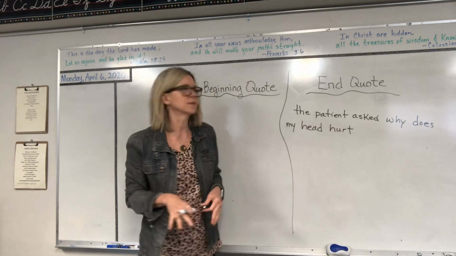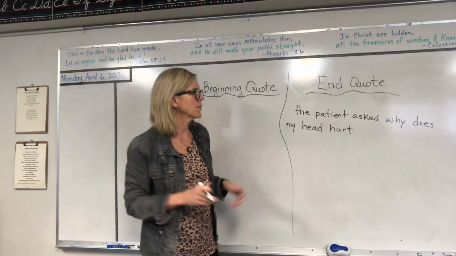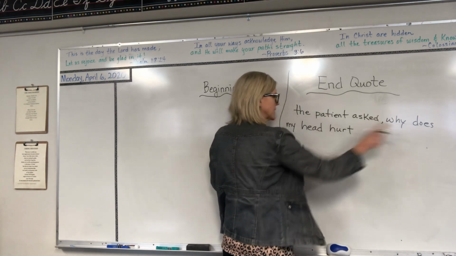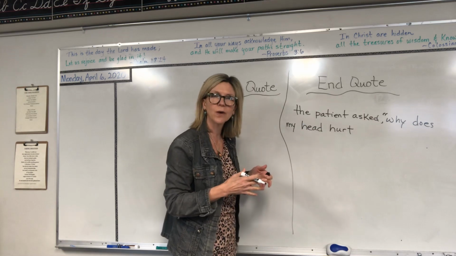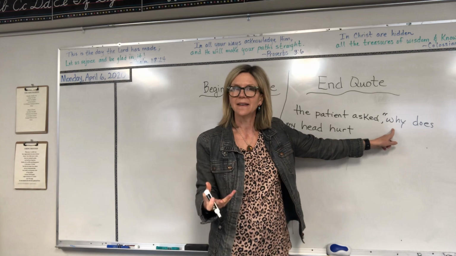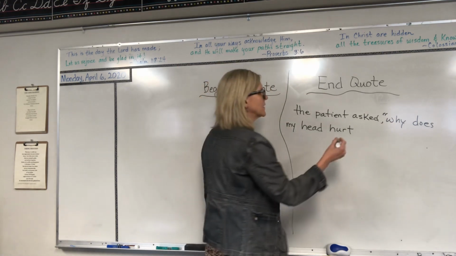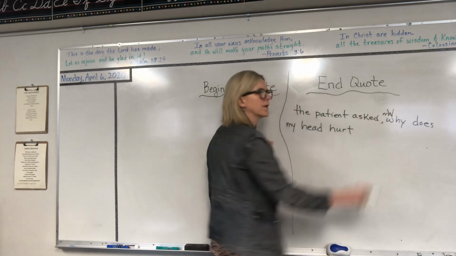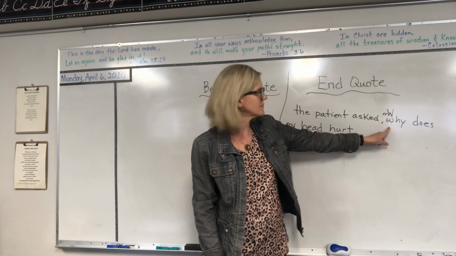Let's find the quote first. Well, it's an end quote, so we know the patient asked, and we're going to put a comma there. And here's his quote: Why does my head hurt? We put quotation marks around the beginning of his quote, and you capitalize what he said. It's like a new sentence in a way, so you capitalize why. You capitalize that W, so you're going to put a capital W over that small one, and that tells me that you know that's supposed to be a capital.